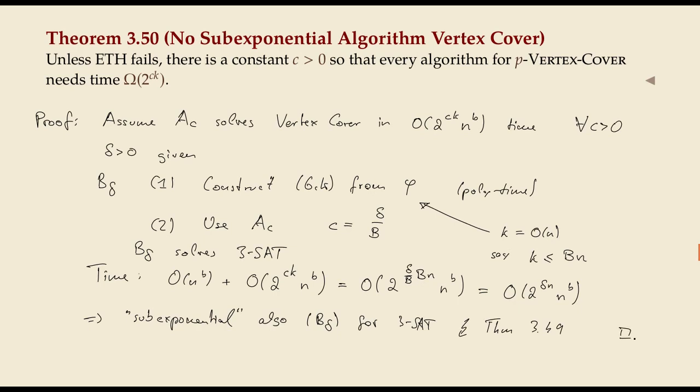So unless this, okay, the theorem should be true no matter what, but unless the exponential time hypothesis fails, that means there's no such algorithm for vertex cover for all c, so that means there's some c so that it doesn't get any better.